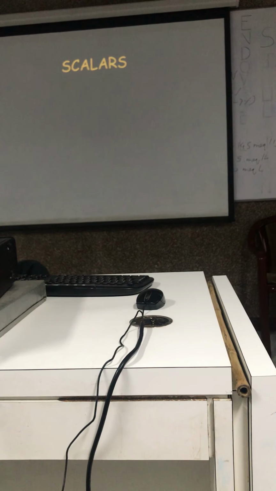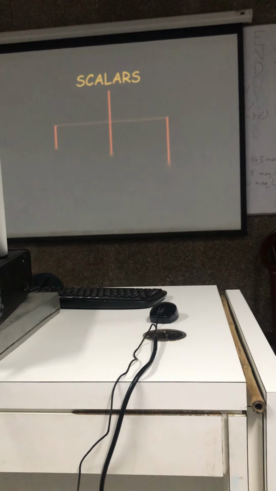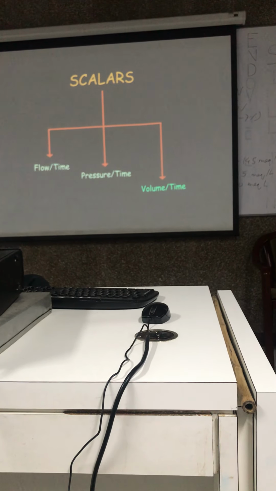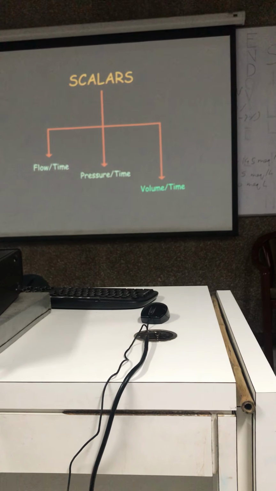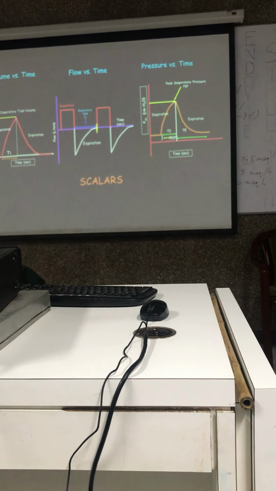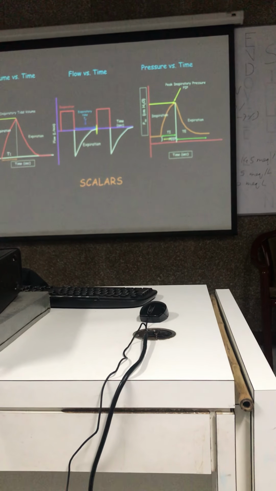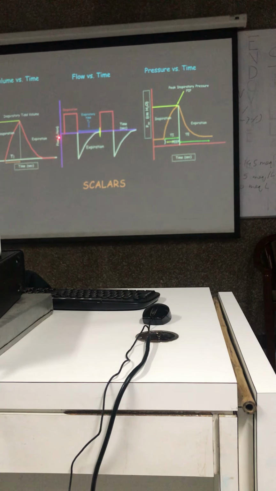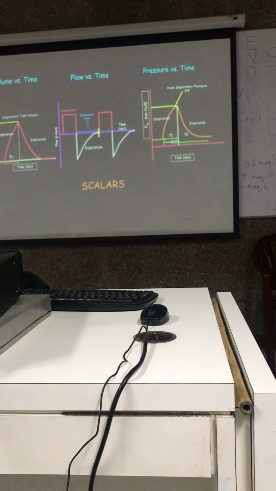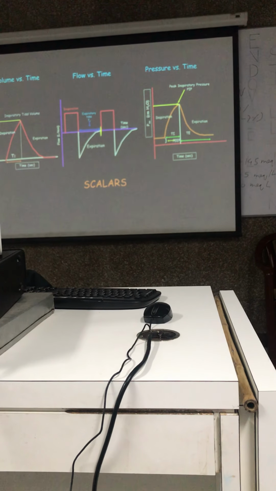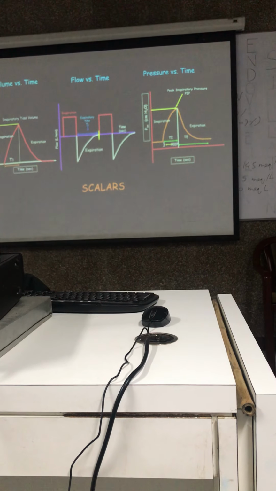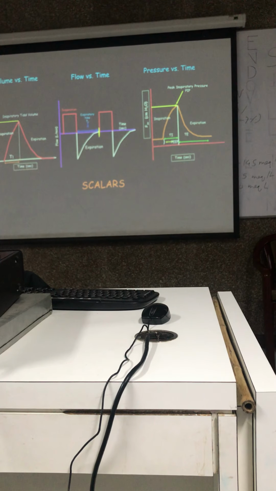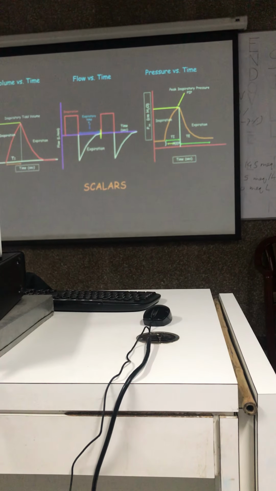Now we look at scalars first. In the scalars, there are three categories: flow time, pressure time, and volume time. If you look at the scalars, this is what a volume time graphic looks like. You have volume on the y-axis, and on the x-axis, in all three categories, will be time. Remember, in the three scalars, the x-axis will always be time in seconds, and your y-axis varies based on whether it's volume, flow, or pressure.